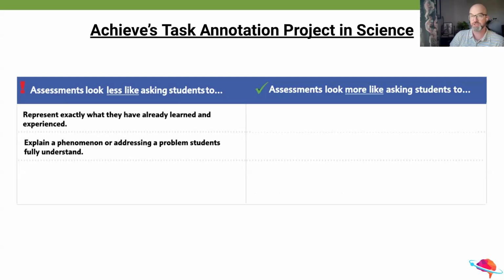We also want to make sure that students are explaining a phenomena or addressing a problem, that they're not doing something that they fully understand.